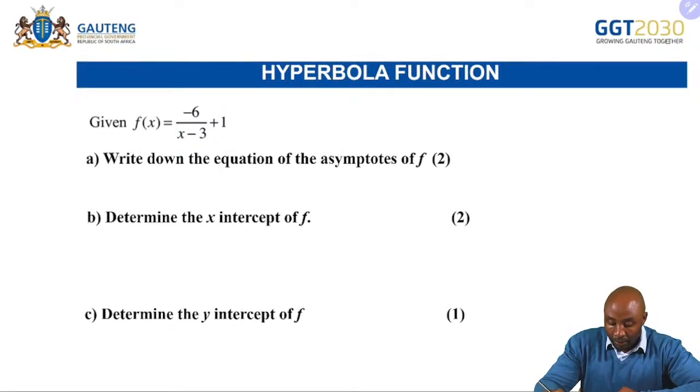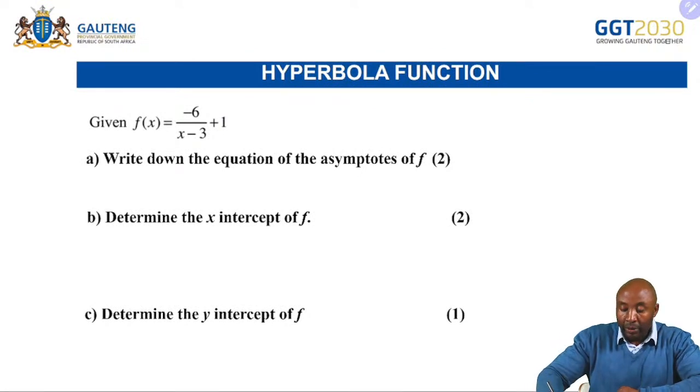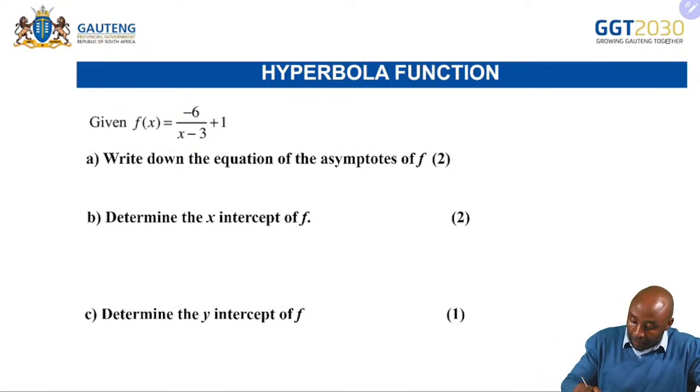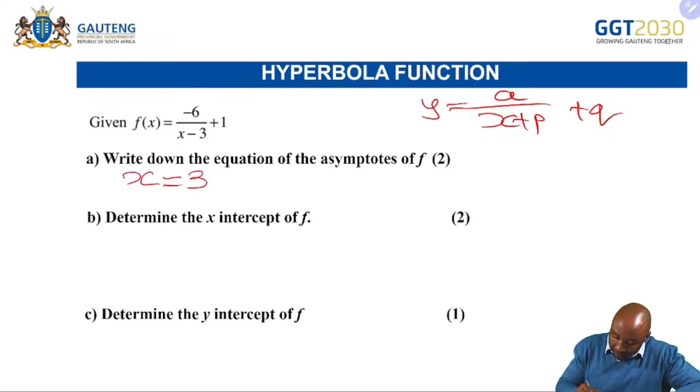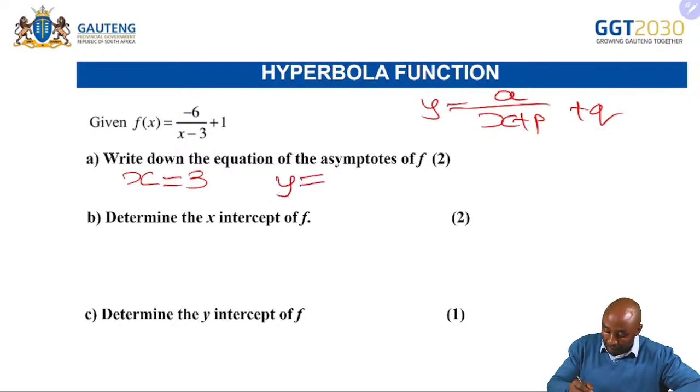Right. I hope it was an easy task. The equations of the asymptotes: we are having our function given in the form a over x plus p, plus q. Now, it means the equation of the vertical asymptote will be given by x is equal to positive 3, and the horizontal asymptote will be given by y is equal to 1. 1 mark for each.